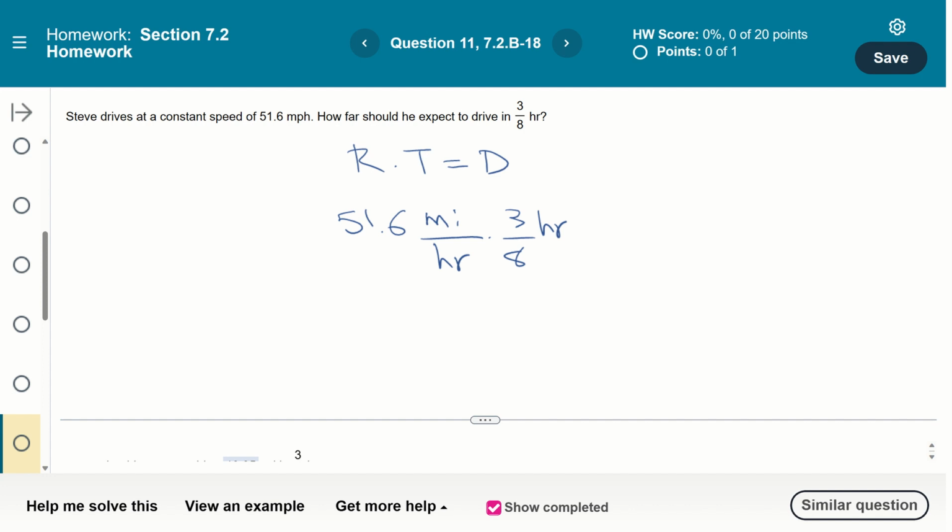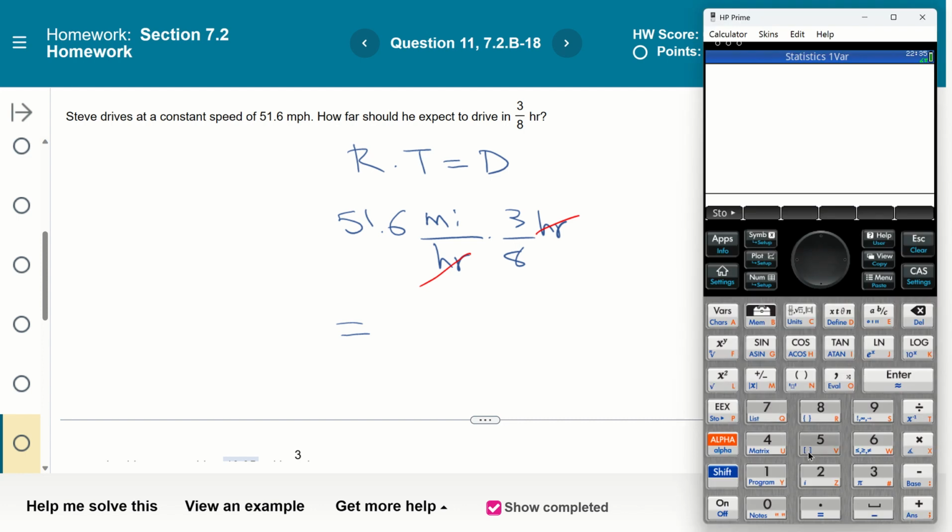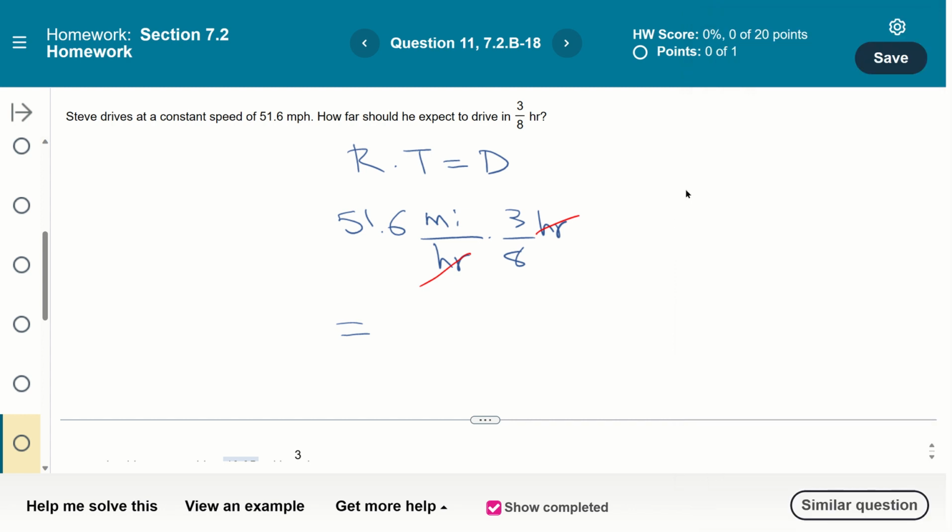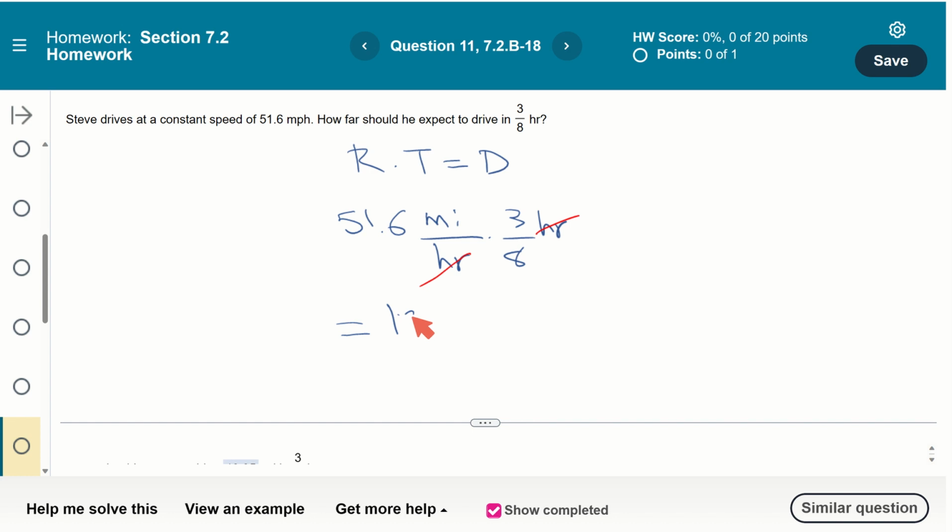Notice that your units should always work out, right? And here we notice the hours will cancel out. We'll be left with miles, right? So all we need to do is calculate that 51.6 times 3/8. So we have 51.6 times, I'm going to use parentheses here, 3/8. And we end up with 19.35. And of course, that's in miles.